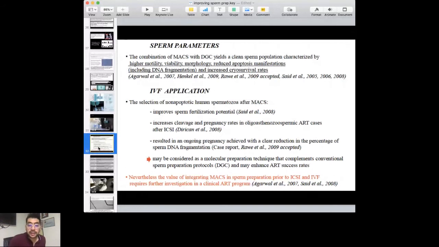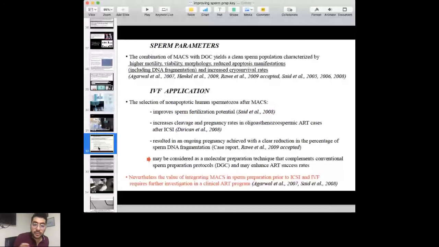And it can be considered as a molecular preparation technique which complements your conventional sperm preparation in order to enhance the success of ART. Paras, I'm coming to microfluidics, so give me like two slides and then I'll be there. So these are the studies for magnetic activated cell sorting. And again, there are Cochrane submissions on this as well, where it's been said that it's safe, efficient, consistent, and might improve the clinical pregnancy rates of the patient. So this is something that can be tried for patients. So this is a little bit about MACS.